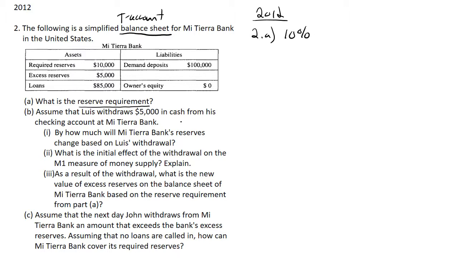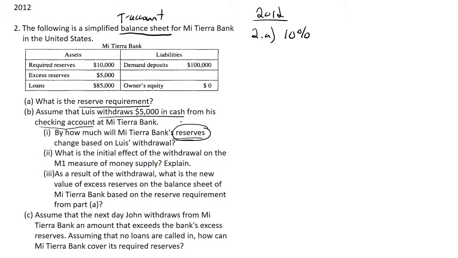Next, part B says, assume that Lewis withdraws $5,000 in cash from his checking account at Mi Tierra Bank. So he withdrew $5,000 cash, and that cash was in his checking account. Part 1 says, by how much will Mi Tierra Bank's reserves change based on Lewis's withdrawal? So notice guys, it doesn't say required reserves, it doesn't say excess reserves, it says reserves. So they're talking about the total reserves, the total amount of cash that this bank has on hand.